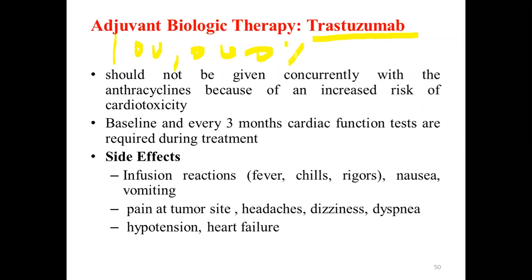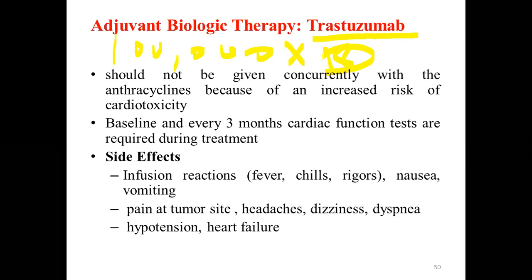They are going to give 18 courses, or 17, some guidelines say, I think currently it is 18 courses. So you can multiply. How many patients can even afford it? This is just for trastuzumab alone. So you can imagine how expensive breast cancer treatment is.